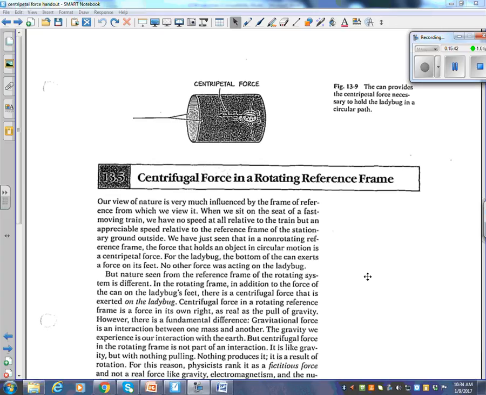Centrifugal force in a rotating reference frame is a force in its own right, as real as the pull of gravity. So for the ladybug in the can, they feel the force. For the person inside the, G-force, they feel it, right?